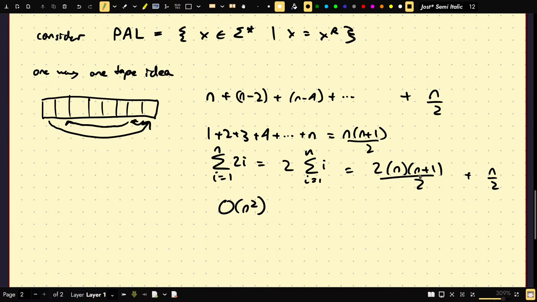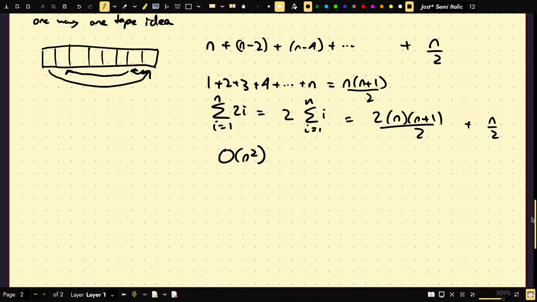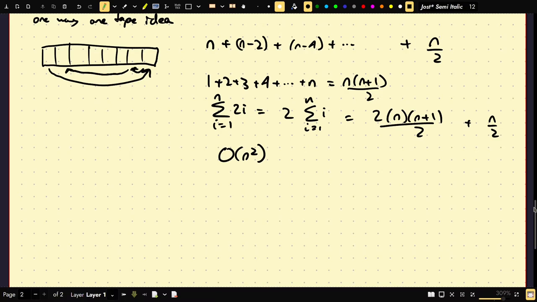Do you agree? There's an n here, there's an n here. The dominating term asymptotically is going to be n squared. It's going to eat this term, right? So on a one-way tape, it takes n squared. In fact, using Kolmogorov complexity and a proof that I won't do, you can't actually do much better than this on a one-way, one-tape Turing machine.